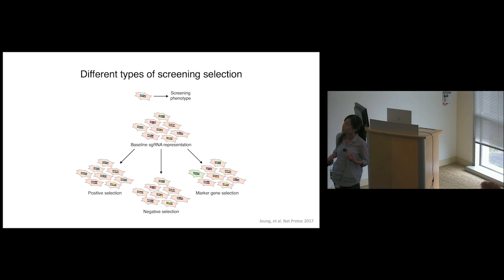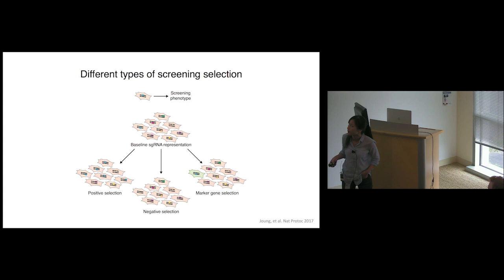For screens, there's basically 3 different types of screens. In this case, if the cells with a blue perturbation lead to the screening phenotype, then in a positive selection screen, at the end of the screen, the cells with a blue perturbation have a growth advantage. So at the end of the screen, they will proliferate, and there will be more cells with a blue perturbation than the rest of the perturbations. In a negative selection screen, this is the opposite effect. The cells with the blue perturbations will die off, and at the end of the screen, you will see a depletion of the cells with a blue perturbation.